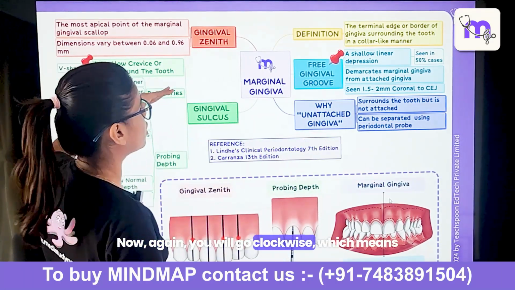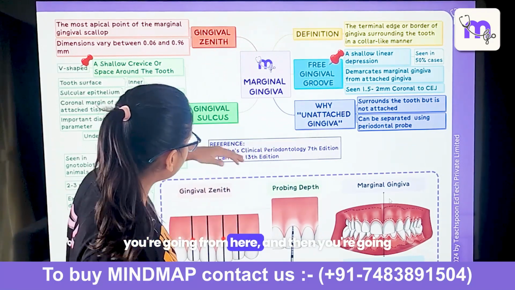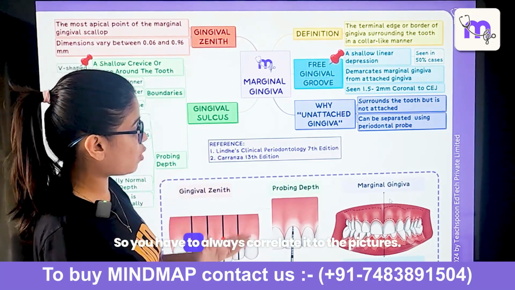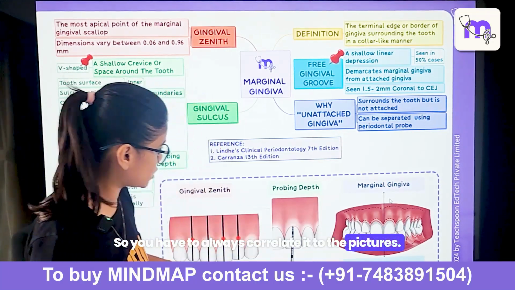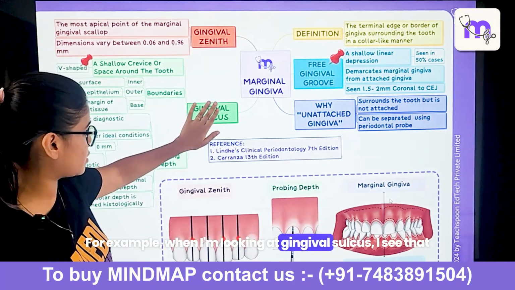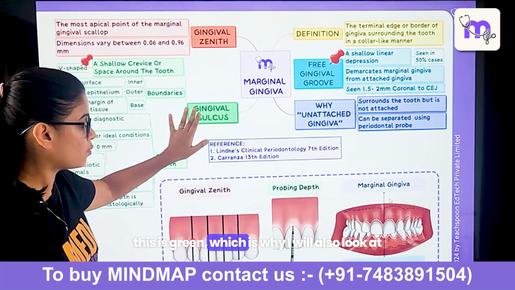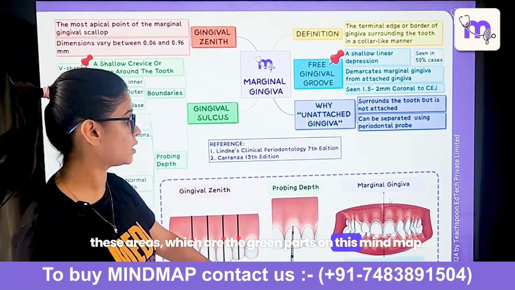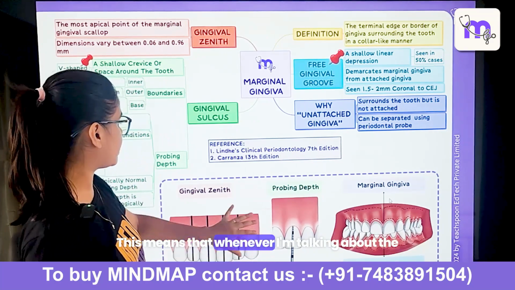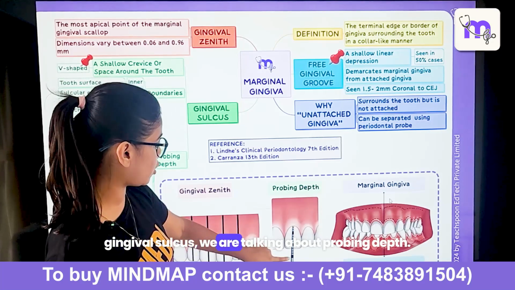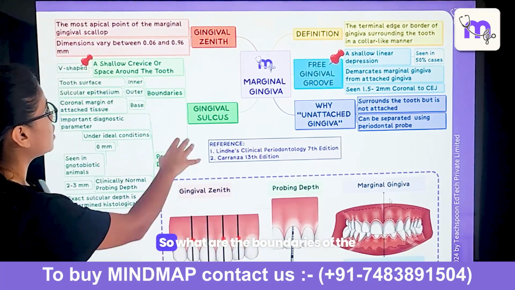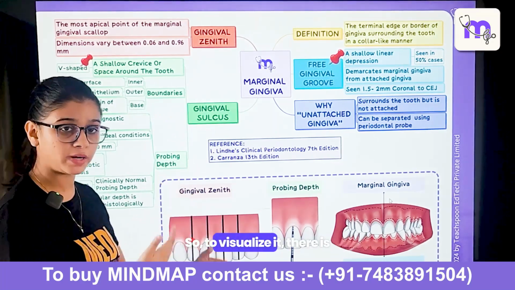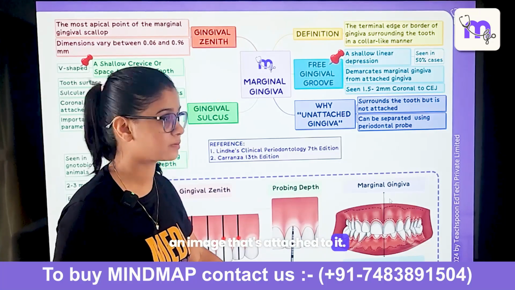Now again, you will go clockwise, which means you're going from here and then you're going to talk about the gingival sulcus. Okay, so you have to always correlate it to the pictures. For example, when I'm looking at gingival sulcus, I see that this is green, which is why I will also look at these areas which are the green parts on this mind map. This means that whenever I'm talking about the gingival sulcus, we are talking about probing depth. So what are the boundaries of the gingival sulcus and what is probing depth? So to visualize it, there is an image that's attached to it.